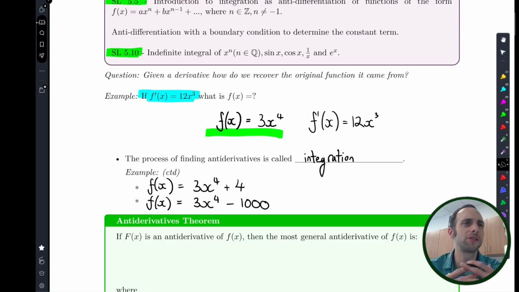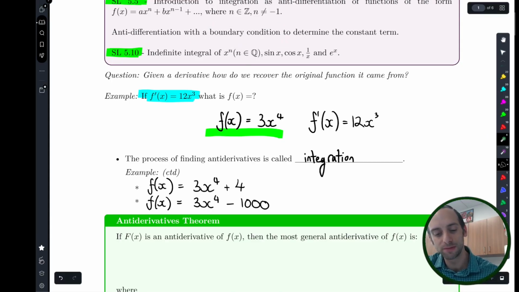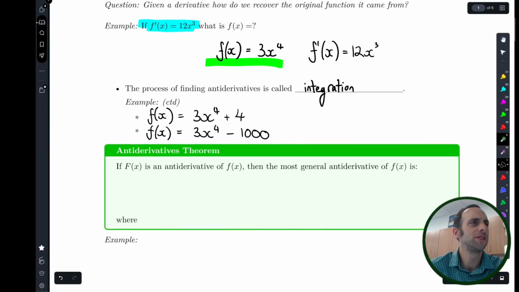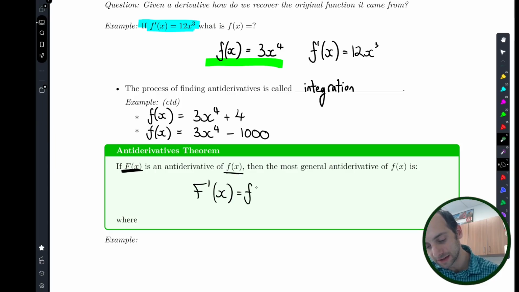And we see that we won't be able to tie down what that constant at the end of the function is unless we have more information, which is where that boundary condition we mentioned earlier on is going to come in. But we'll see more of that later. So this leads us to our antiderivatives theorem. We say that this function big F of x is the antiderivative of little f of x. All that means is that the derivative of big F of x is little f of x. That is all it means to be an antiderivative.